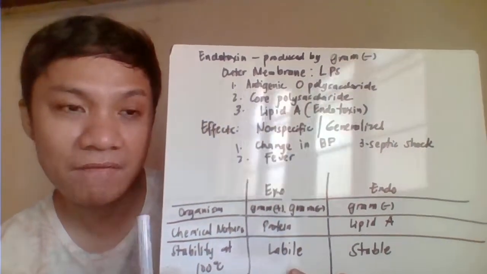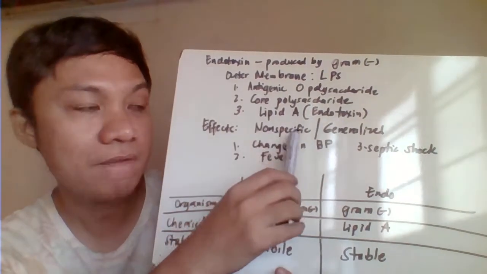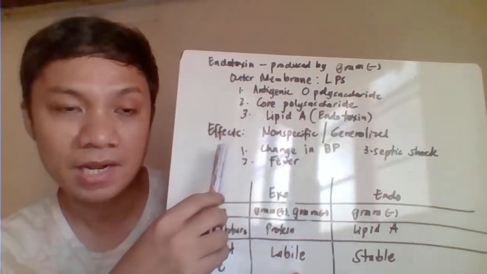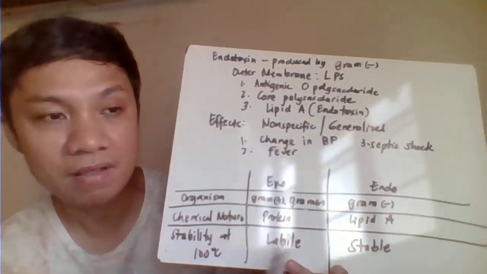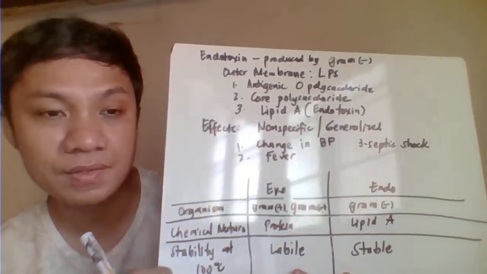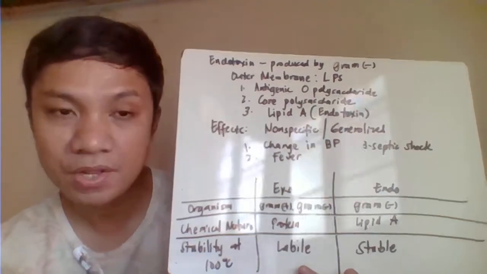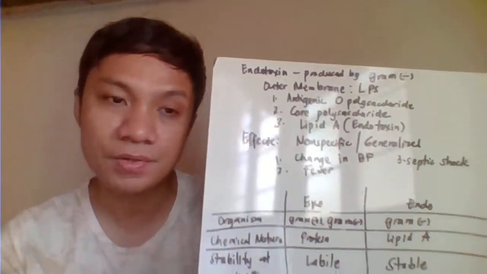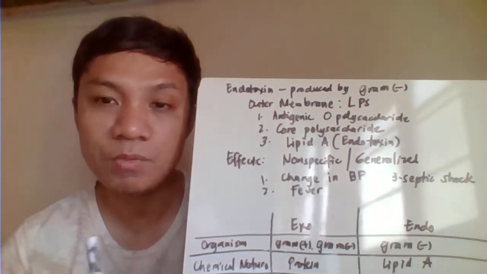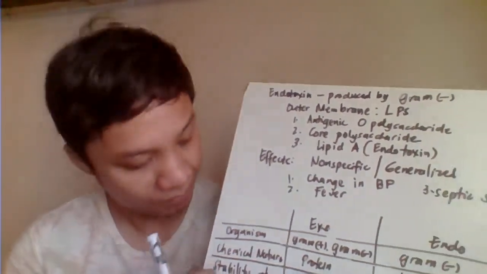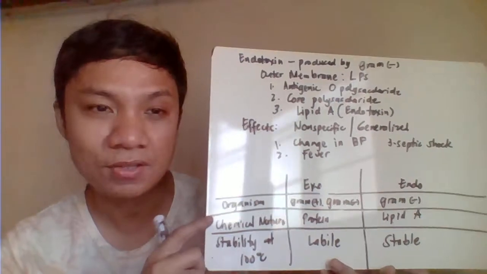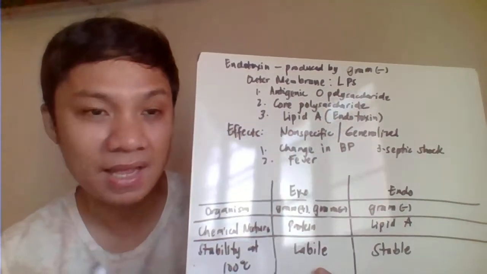Okay, so the effect of the endotoxin is non-specific and generalized, like changing the blood pressure, inducing fever, and we also have the fatal condition resulting in septic shock. In your PowerPoint, there is a table that tabulates the difference between your exotoxin and your endotoxin. So kindly go through that. I will just take some of it here.